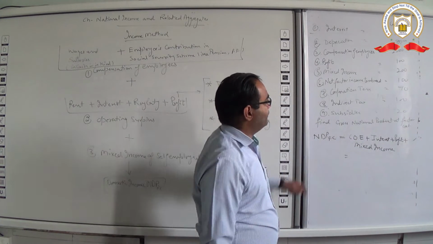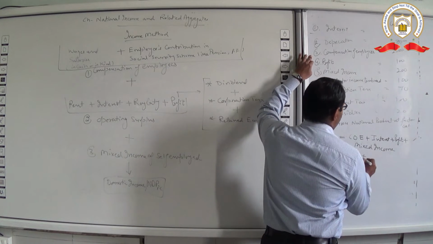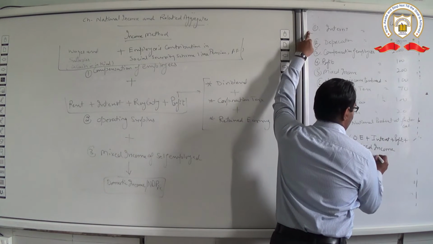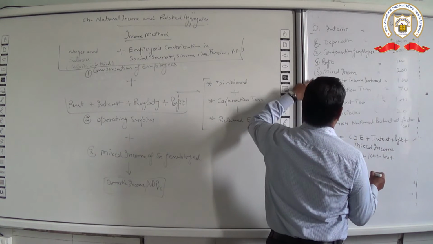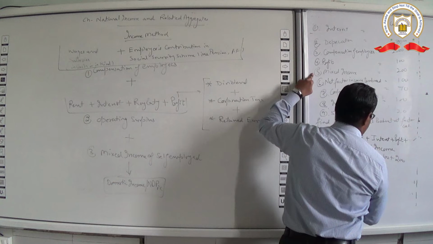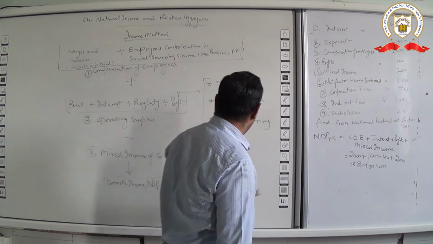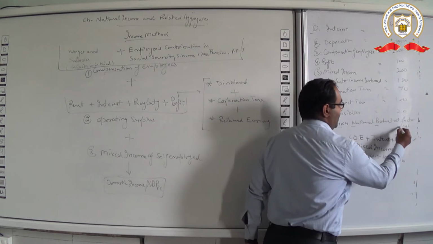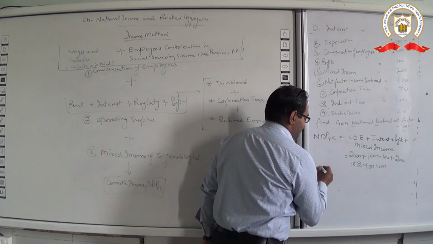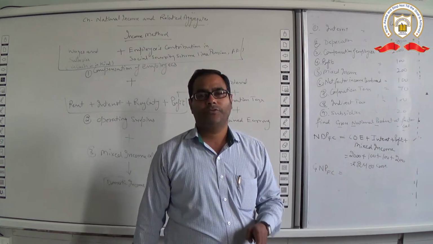Now, add the value of such items. Compensation of employees 2000, interest 100, profit 100, mixed income 200. So it will be 2400 crore rupees. Now what we have to calculate? We have to calculate gross national product at factor cost, GNP at FC.